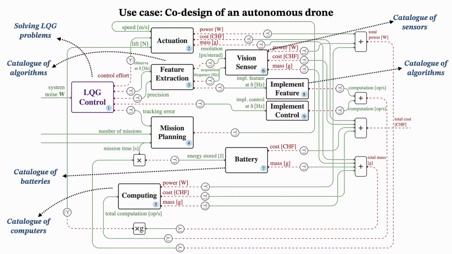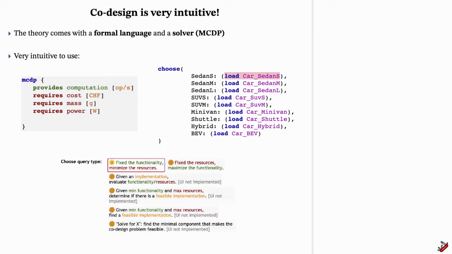Based on this information, actuators, batteries, and computer units need to be chosen from catalogs, and algorithms need to be implemented. Finally, you can notice how we are able to sum common resources, such as computation, costs, power, and mass, and how they contribute to the feedback loops, which represent the irreducible complexity of such co-design problems. Now, the interconnection of all these design problems forms a co-design problem, which we can solve with the introduced tools. We can then code these models with a formal language, which is very intuitive to use, and we can solve them using the MCDP solver.